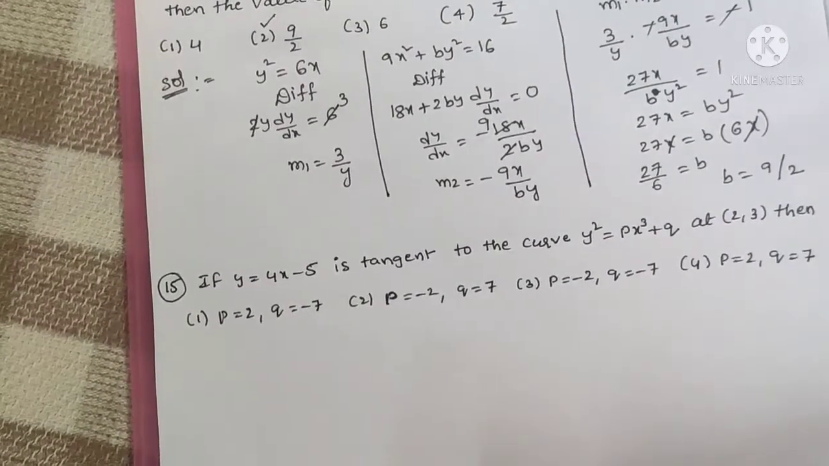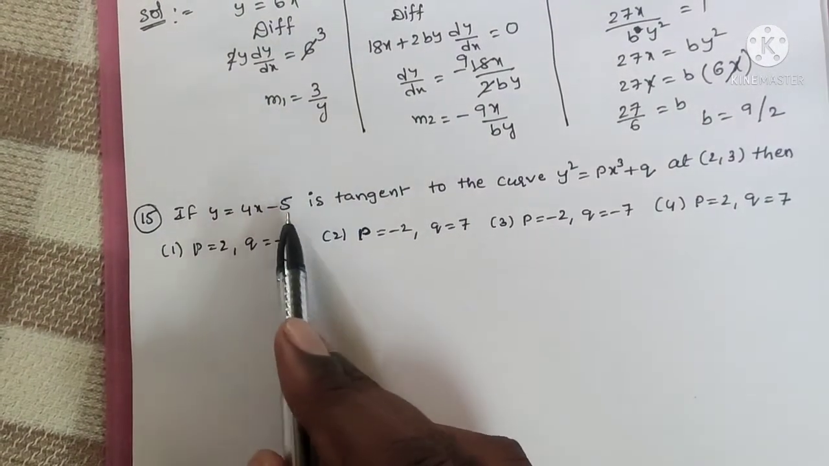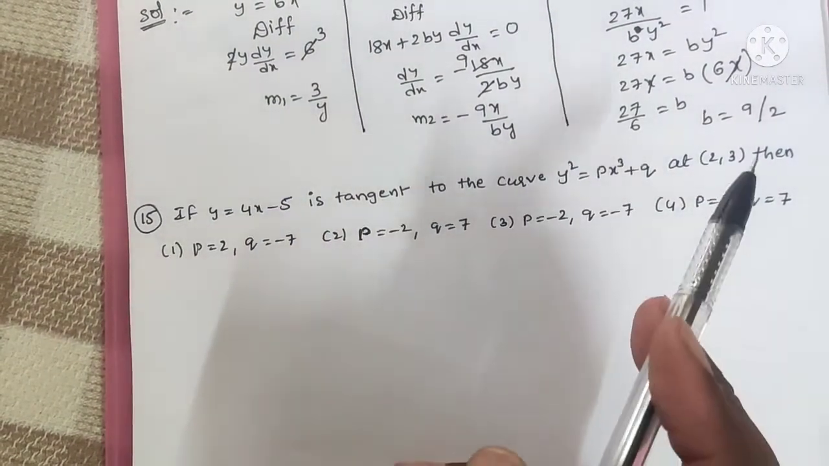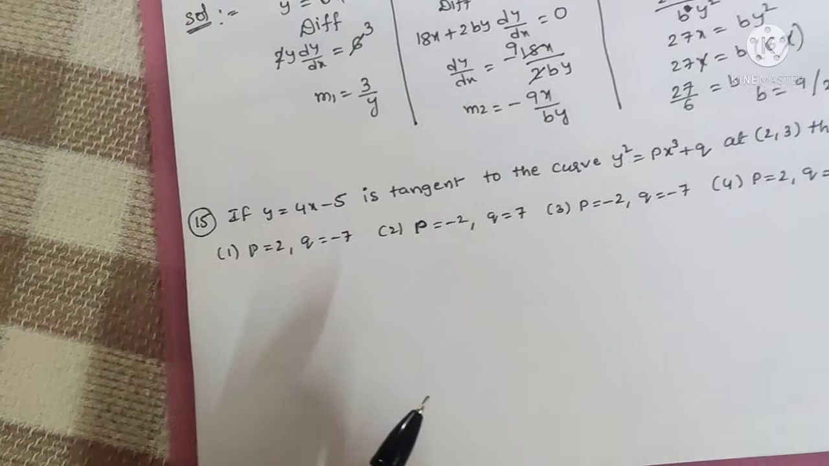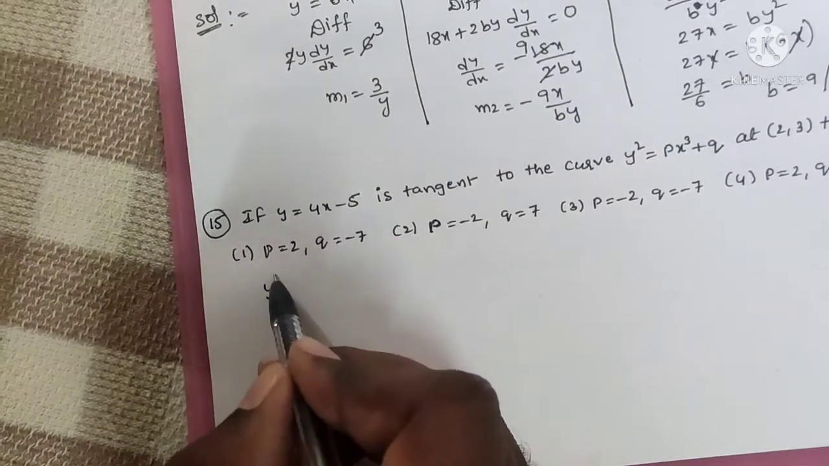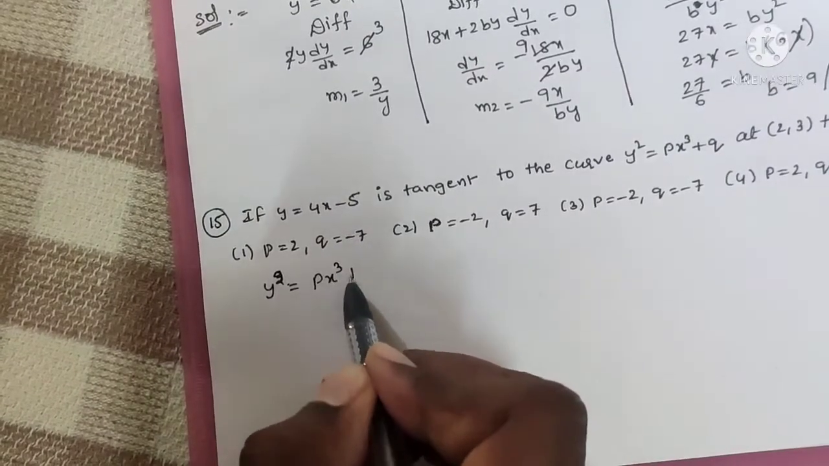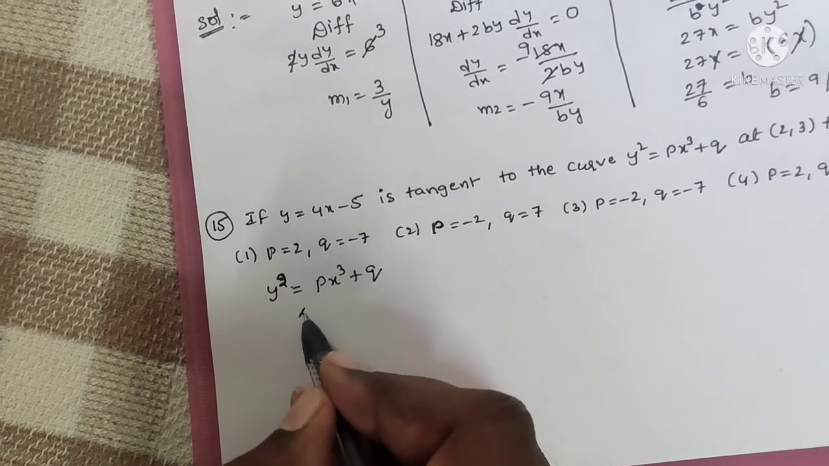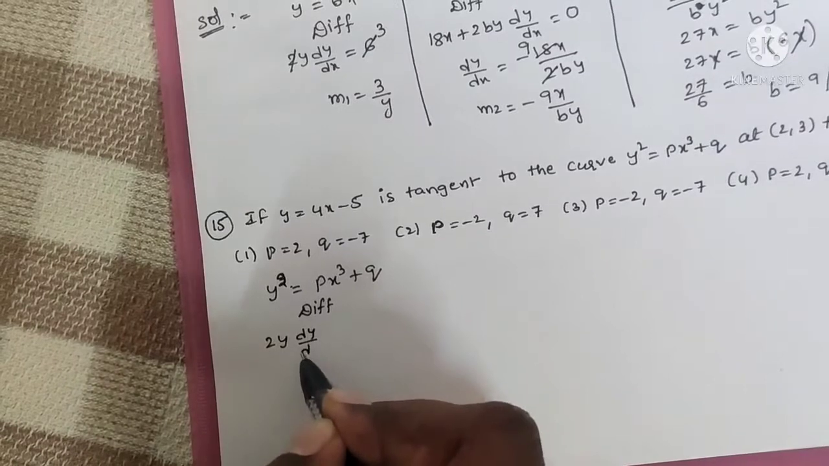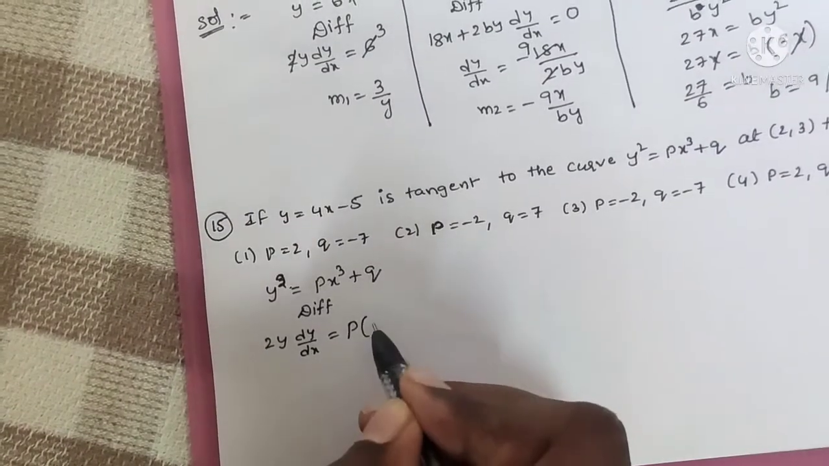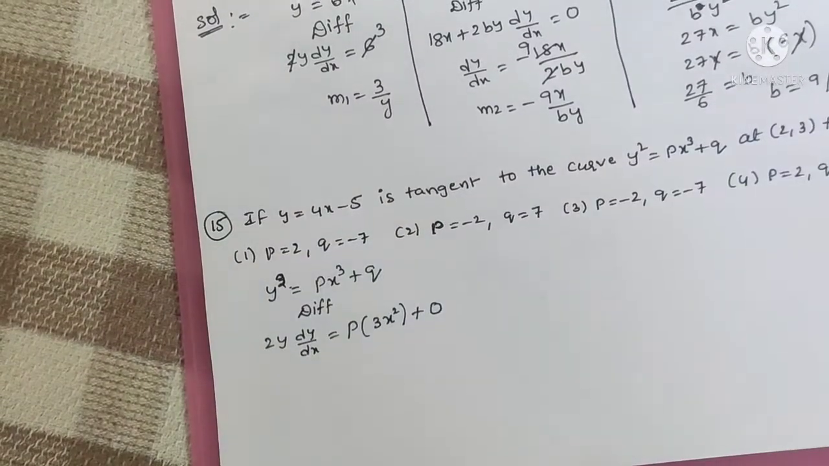Next, we will discuss question number 15. In question number 15, y is equal to 4x minus 5 is tangent to the curve at a point 2, 3. Then we need to find p value and q value. So what is the given curve? Y square is equal to px cube plus q. Differentiate this. Y square derivative 2y into dy by dx is equal to p into x cube derivative 3x square, plus q is constant, derivative 0.